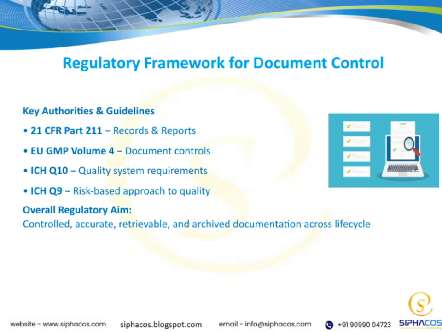Alongside that, ICH Q9 introduces a risk-based approach to quality, allowing organizations to prioritize their efforts based on potential risks, making the process both efficient and effective. The overarching goal of all these regulations is clear: to ensure that documentation is controlled, accurate, retrievable, and securely archived throughout the entire product lifecycle. This foundation is critical for compliance, data integrity, and ultimately delivering safe, high-quality products to patients.